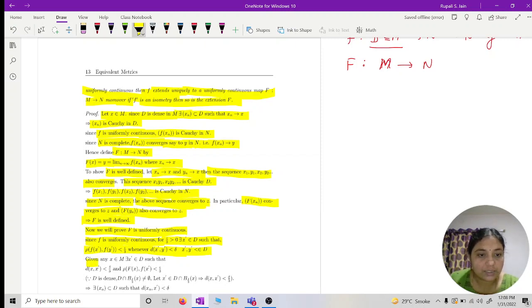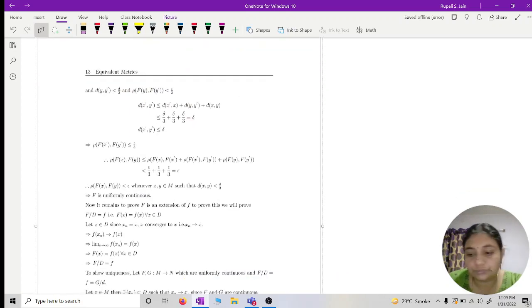Now given any x in M, there exists x' in D such that the distance between x and x' is less than delta by 3, and rho of f(x') is less than epsilon by 3. Why? Because D is dense. Dense means D intersection B, that open ball, is non-empty. So if x belongs to this ball, the intersection of that ball and D, it implies d(x, x') is less than delta by 3. Is that okay?